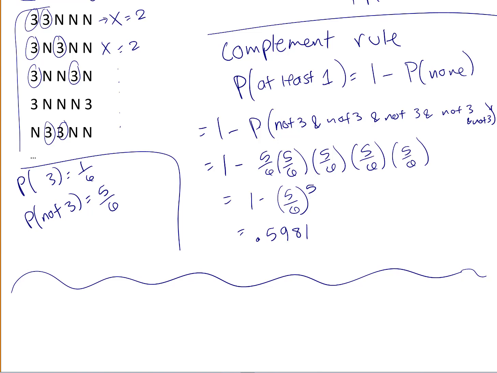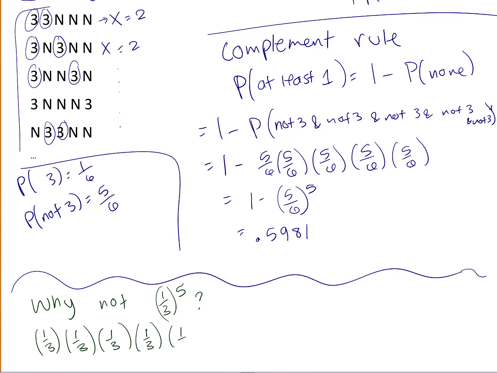Now, just as a side note, you might wonder why it is not 1/3 to the 5th power. Well, 1/3 times 1/3 times 1/3 times 1/3 times 1/3 is actually the probability that X equals 5. This is the probability of rolling a 3 and a 3 and a 3 and a 3 and a 3. That'd be the probability of getting 5 3s. So that's not what we wanted. We wanted the probability of 1 or 2 or 3 or 4 or 5. So that's why we had to go through all of this other work.